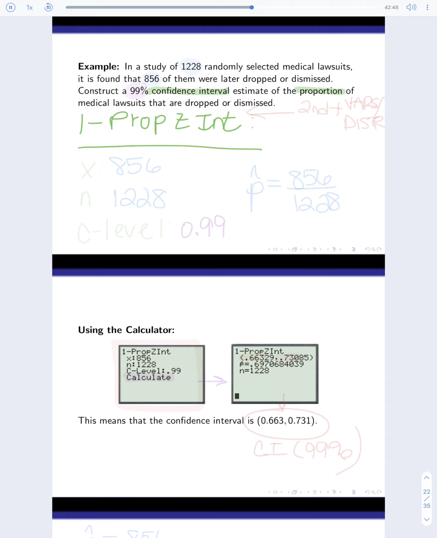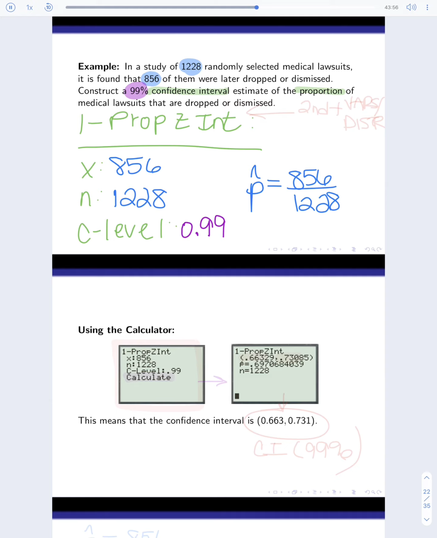And this is how we're going to do it in our calculator first. So remember, the calculator is first going to need an x, an n, and a C level, and then after that it will ask you to go ahead and calculate. So in order to get the x and the n, we need to get our p-hat straightened out, which is in the problem already. Remember, that's our probability of success, which in this case, success is getting your lawsuit dropped or dismissed, which is the 856 out of the 1,228. And so the x is always the top number, the 856, and the bottom number is your n, your total, your 1,228. And then your confidence level is given here in your problem. That was your 99%. Remember, we have to input it as a decimal, though, so we'll input it as 0.99, and then we'll go down to calculate.